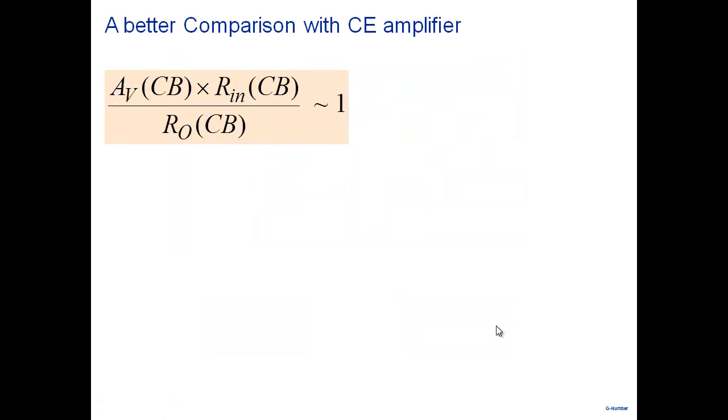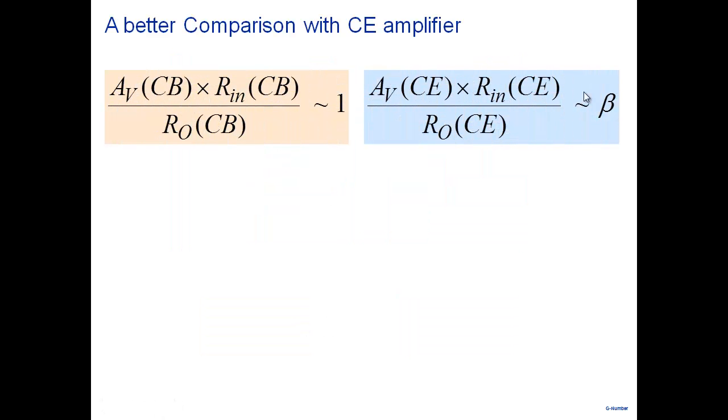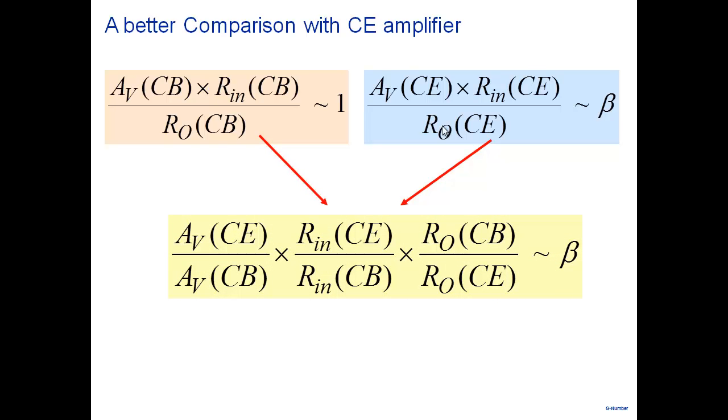So a better comparison would be if I, let's say, design it in such a way that this is close to 1 and this is close to beta, then common base is here, common emitter is over here, and I can take a ratio of these two, and I get this. Now, if I want to compare common emitter with common base, what are the things that I can say? This equation is a better comparison as compared to that table that we had. The table was a very specific case that we were dealing with.